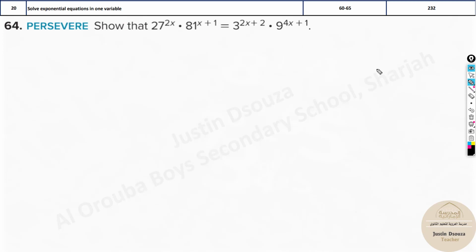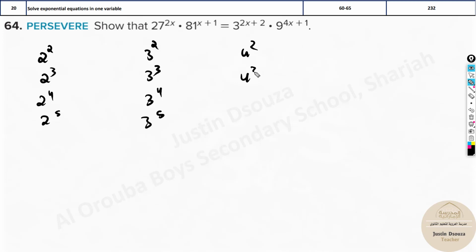Now, to solve this problem, you need to know certain things. Whenever this particular problem comes, what I do is I always write certain numbers. 2 to the power 2, 2 to the power 3, 2 to the power 4, 2 to the power 5. 3 to the power 2, 3 to the power 3, 3 to the power 4, 3 to the power 5. Same way with 4 squared, 4 cubed. At least you should know 2 to 3 values, till 4 to the power 4. Now I'll just write it over here.